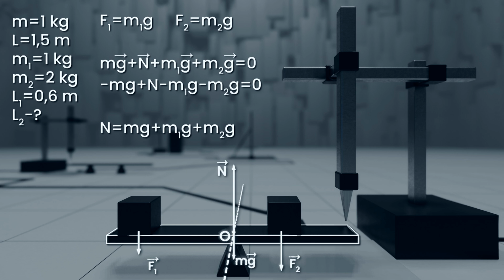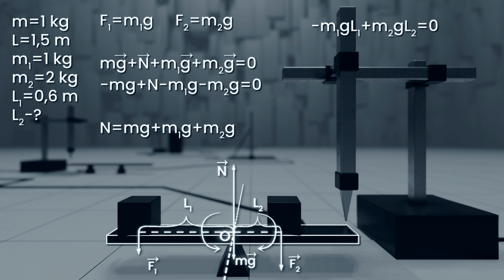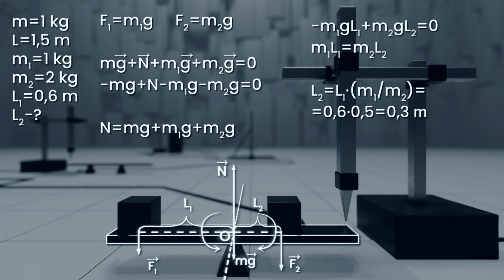Now let's analyze the torques created by the two weights. For the first weight, the distance from the fulcrum is L1, 0.6 meters. The force is equal to m1 multiplied by the acceleration due to gravity, g. Since the force tends to rotate the board counterclockwise, its torque is negative. For the second weight, the distance from the fulcrum is L2, which we need to determine. The force is equal to m2 multiplied by g. Since the force tends to rotate the board clockwise, the torque is positive. Setting the sum of torques to 0 and solving for L2, we get: thus, the second weight must be placed 0.3 meters from the center of the board.